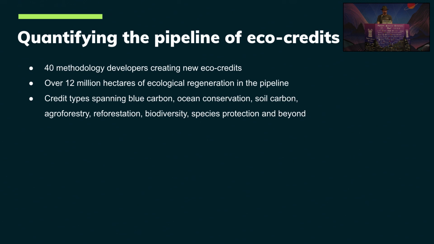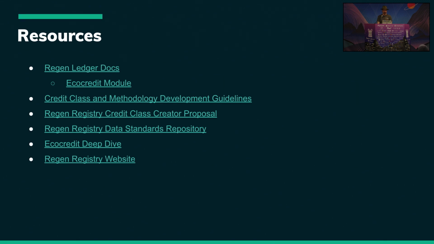So I'm going to end by just saying, where are we at right now? We have about 40 methodology and credit class developers actively developing at this moment, representing more than 12 million hectares of ecological regeneration, which is really rad. Kind of a dream. We couldn't have envisioned that we'd be this far, this fast. And credit types spanning blue carbon, ocean conservation, soil carbon, agroforestry, biodiversity. It's really fantastic. So if people want to learn more, go to regen.network/resources, and all of these docs are there, and you can dig in and get a deeper dive.